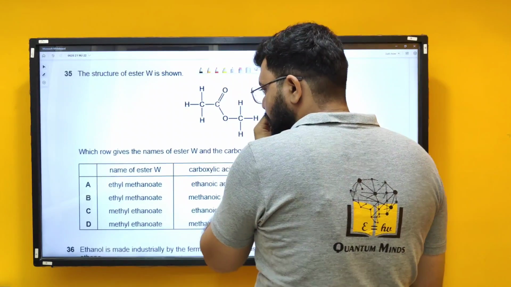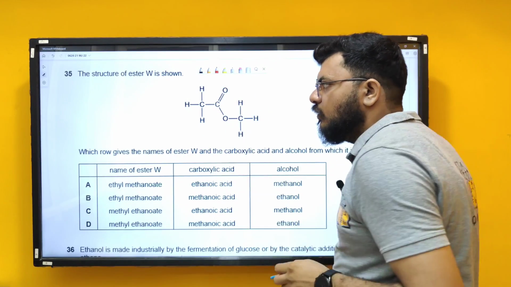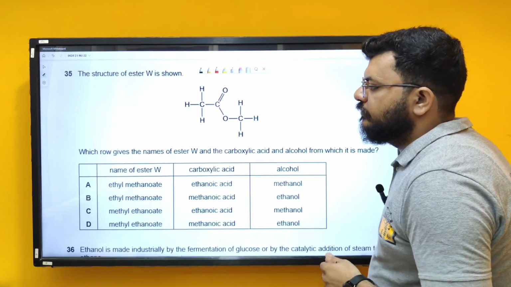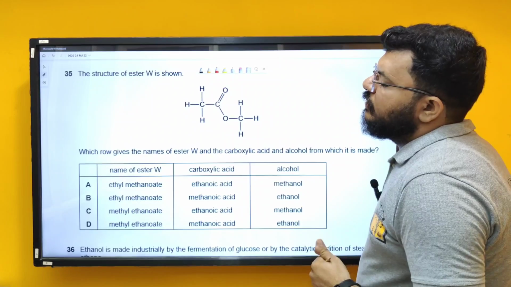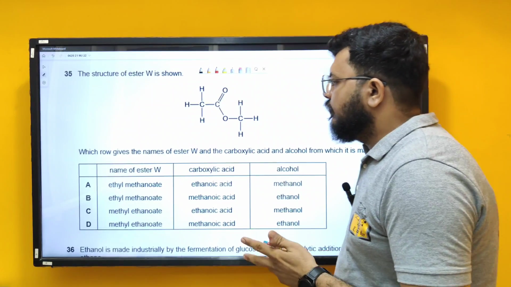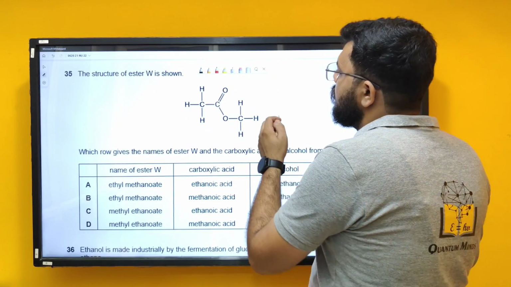This is the first question of organic chemistry. You might want to check out the revision videos of organic chemistry on the I button above. Then let's read the question. The structure of ester W is shown. Okay. Which row gives the name of ester W? Carboxylic acid and alcohol from which it is made.